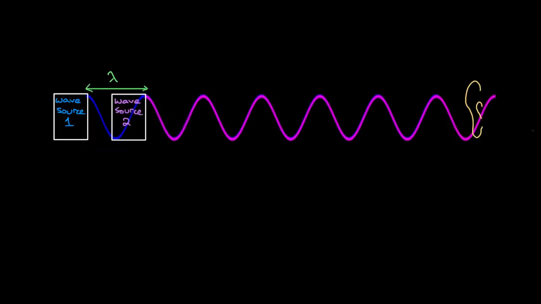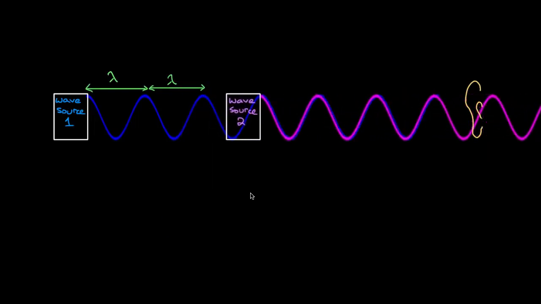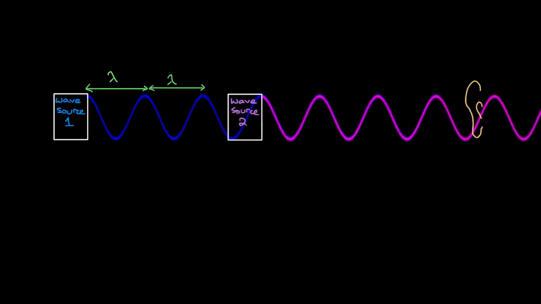But that's not the only option. We can keep moving wave source 2 forward. If we move it all the way to here, we've moved it another wavelength forward. We again get constructive interference. And at this point, wave source 1 is having to make its wave travel 2 wavelengths further than wave source 2 does. And you can probably see the pattern. No matter how many wavelengths we move it forward, as long as it's an integer number of wavelengths, we again get constructive interference.